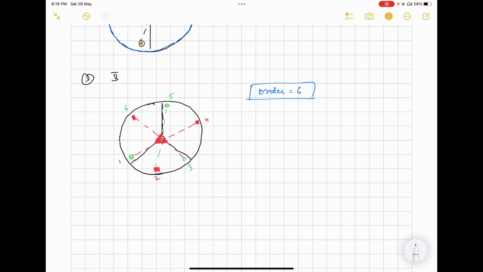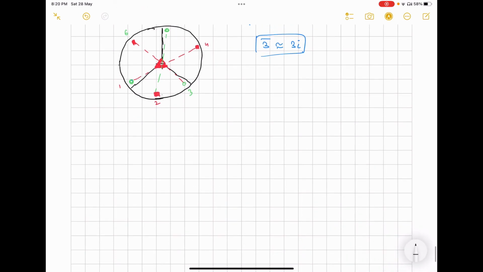Now if I see, this 3 bar can be broken into 3 and I. So threefold and inversion. So first I rotate this point 1 by threefold, so I get 1, 5 and 3. Then when I invert each of these, I get 2, 4 and 6. So this way these two operations are similar.